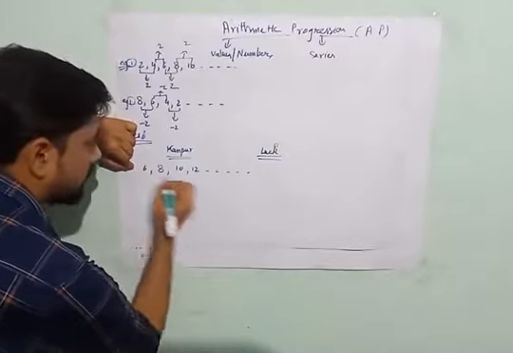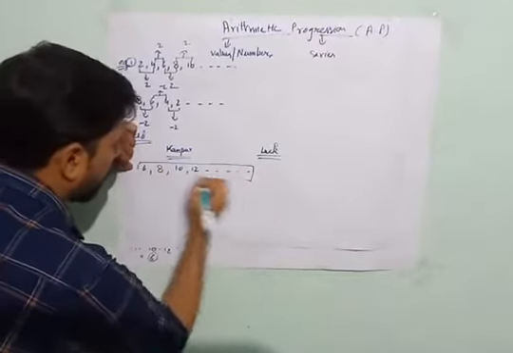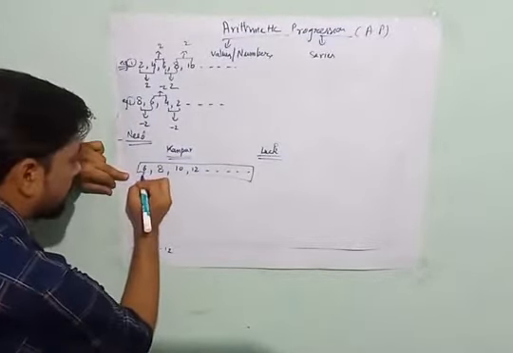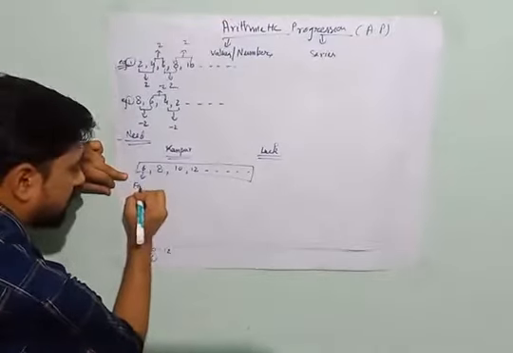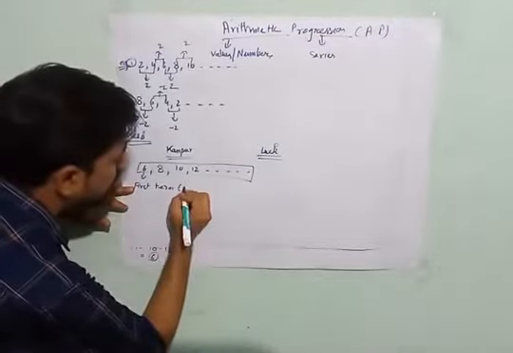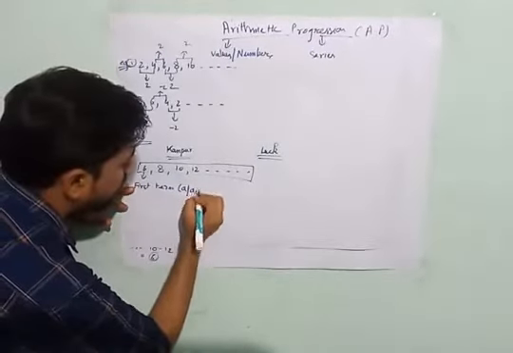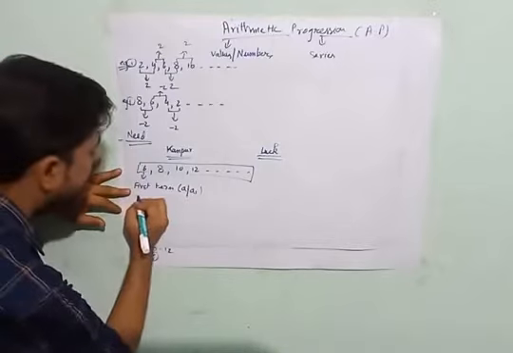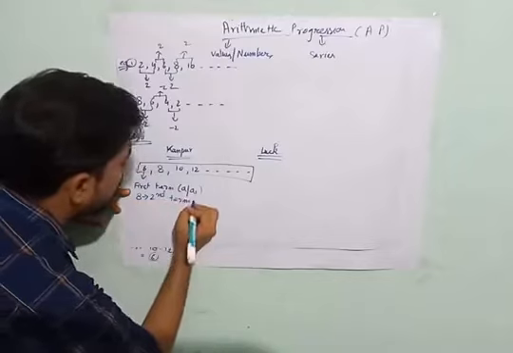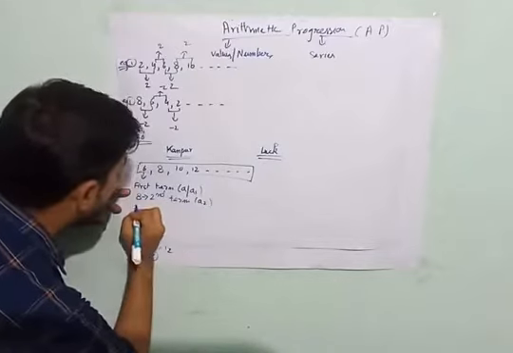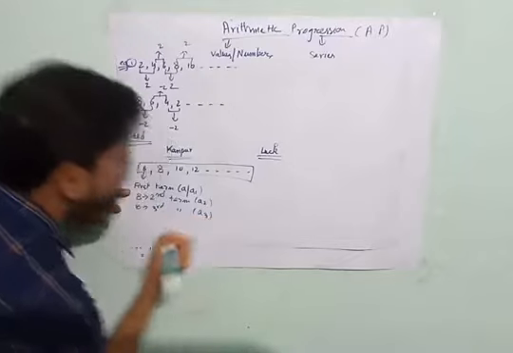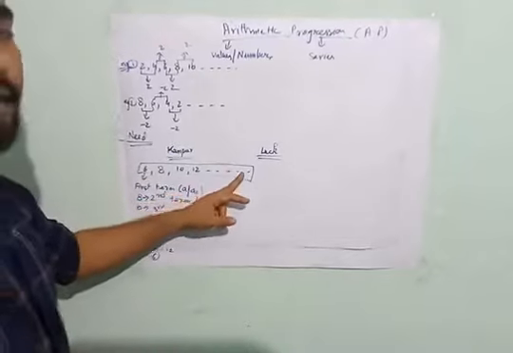Next, suppose I have taken this example. Here 6 is the first term. Let it be called A or A1. 8 is the second term. Let it be called A2. 10 is the third term. Let it be called A3, and then A4, A5, A6 and so on.